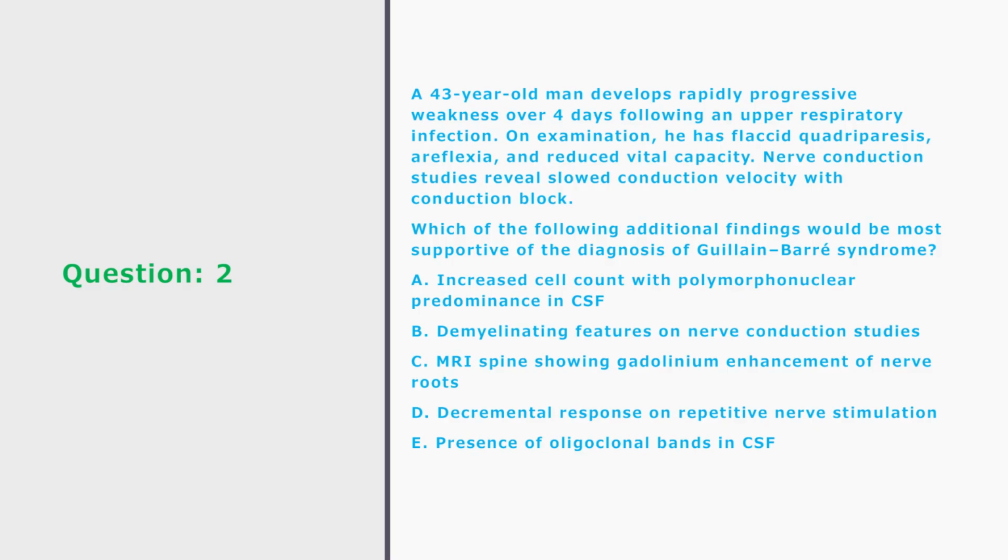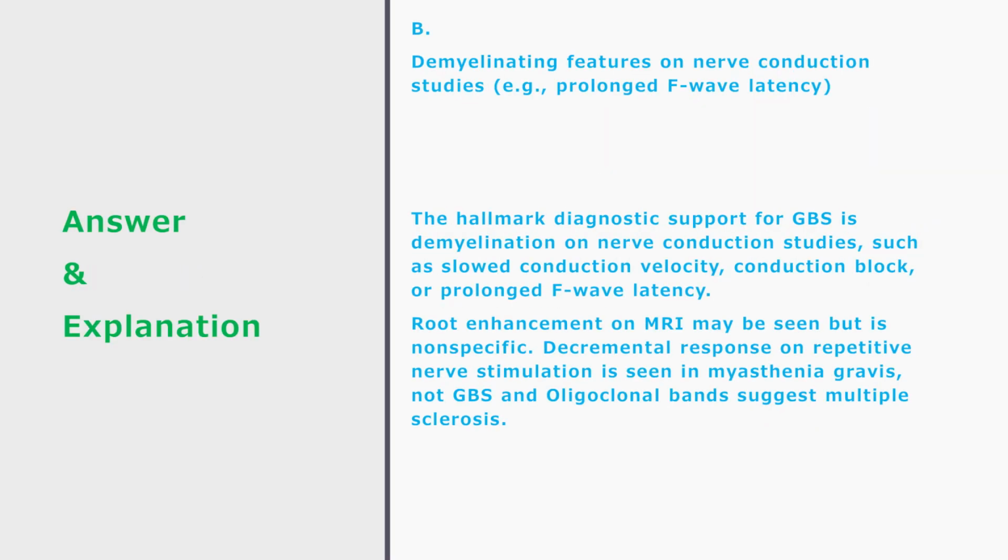A. Increased cell count with polymorphonuclear predominance in CSF. B. Demyelinating features on nerve conduction studies. C. MRI spine showing gadolinium enhancement of nerve roots. D. Decremental response on repetitive nerve stimulation. E. Presence of oligoclonal bands in CSF. Correct answer is B. Demyelinating features on nerve conduction studies.